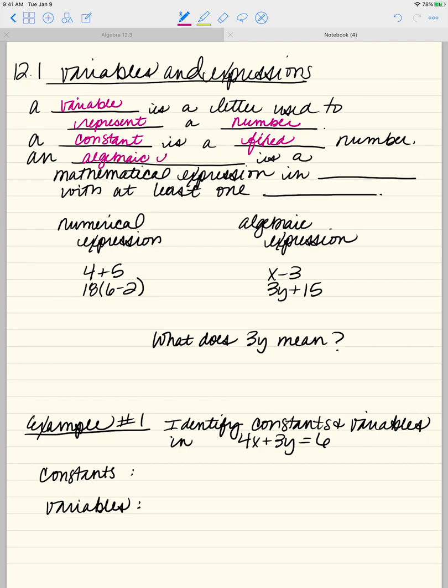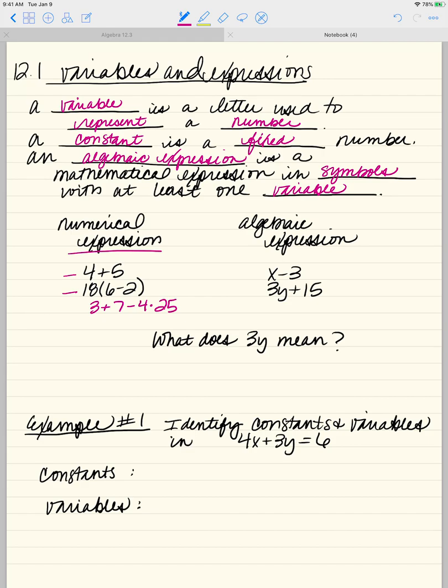algebraic expression. An algebraic expression is a mathematical expression in symbols with at least one variable. So every algebraic expression has at least one variable. Okay? So here we have some numerical expressions. 4 plus 5, 18 times 6 minus 2. We could do 3 plus 7 minus 4 times 25. Okay, numerical expressions, only numbers and symbols.